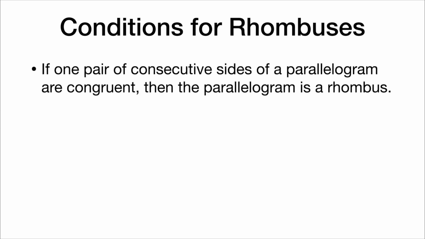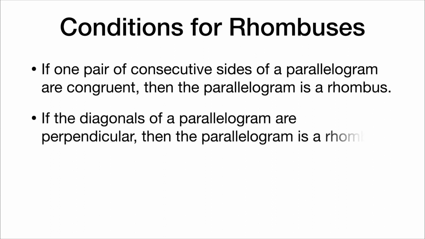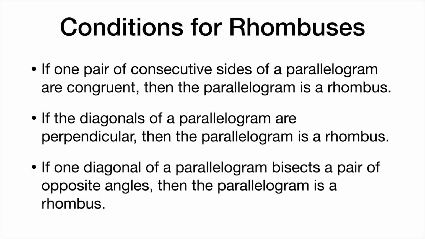Now let's talk about the conditions for rhombuses. If one pair of consecutive sides of a parallelogram are congruent, then the parallelogram is a rhombus. So if we know it's a parallelogram and any pair of consecutive sides is congruent, then all four have to be. Now, if the diagonals of a parallelogram are perpendicular, then the parallelogram also is a rhombus. So basically, if the rule that we just learned is the case, then it has to actually fit that, as long as this is a parallelogram. If one diagonal of a parallelogram bisects a pair of opposite angles, then the parallelogram is also a rhombus.